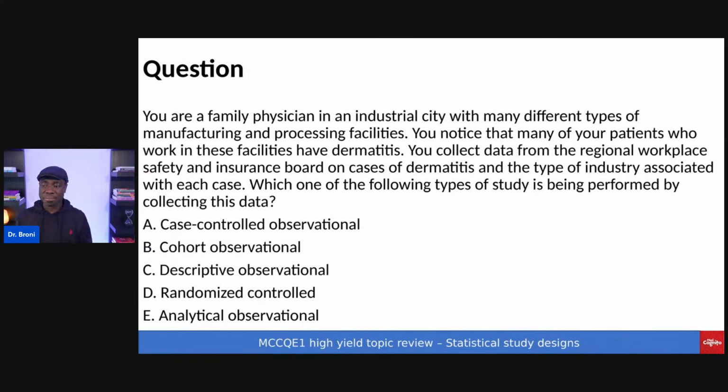What's the correct answer? Is it A? Are you going to go for A? Are you going to go for B? Are you going to go for C, for D, or for E? Is it a case control study, cohort observational study, descriptive observational study, randomized control study, or analytical observational study? What answer will you go for?